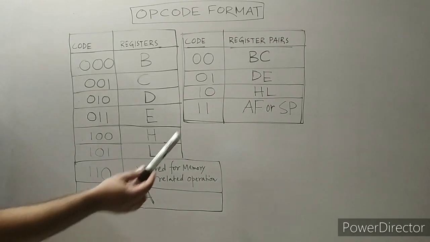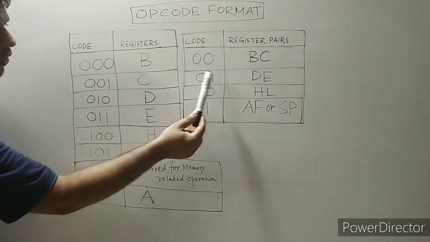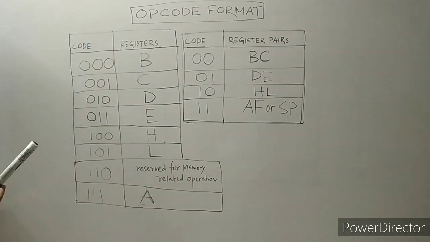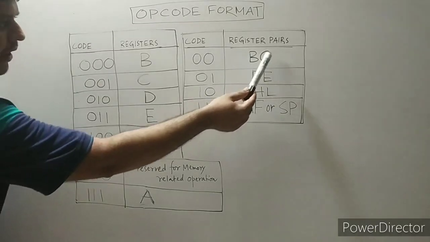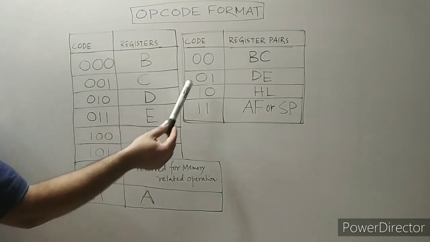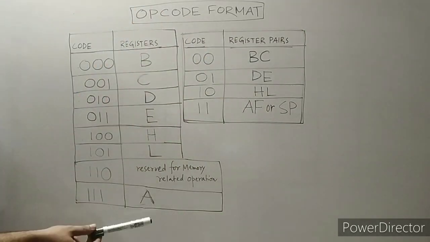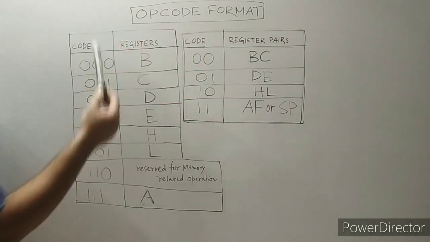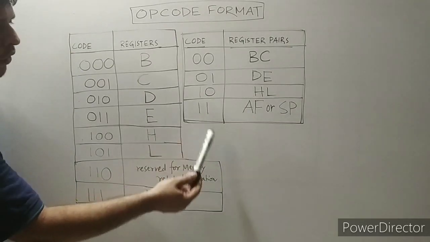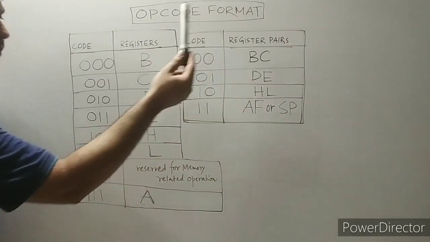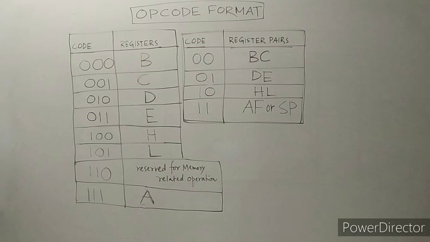And if the codes are 00, 01, 10, 11, then for 00 the BC register pair will be chosen. For 01, the DE register pair will be chosen. For 10, the HL register pair will be chosen. For 11, the flag or stack pointer will be chosen. So there are specific formats, or specific registers to be chosen for a specific code in the 8085 microprocessor.